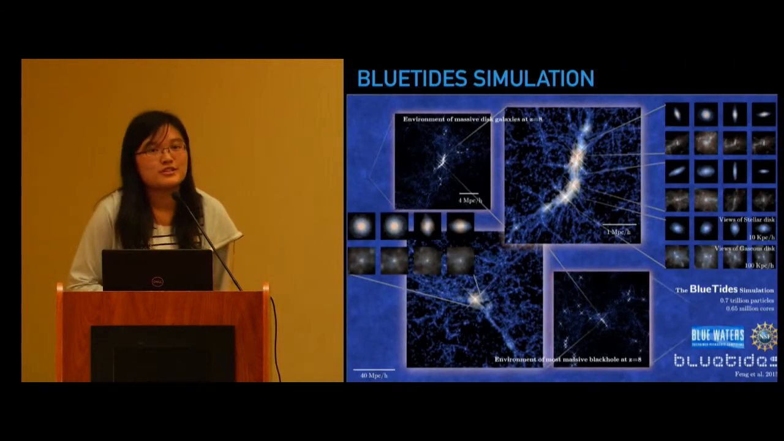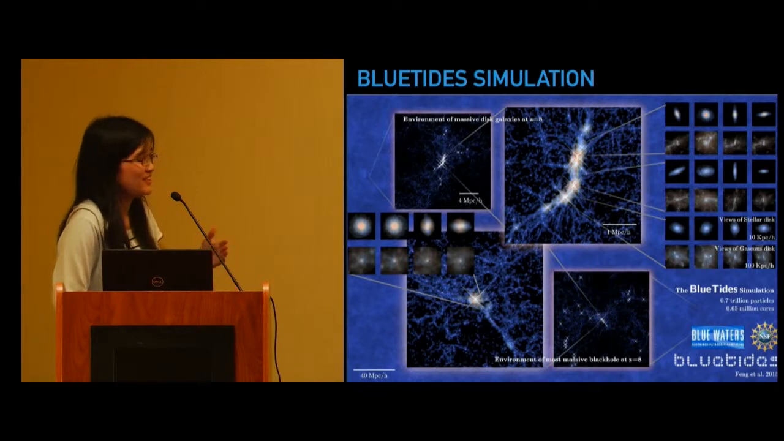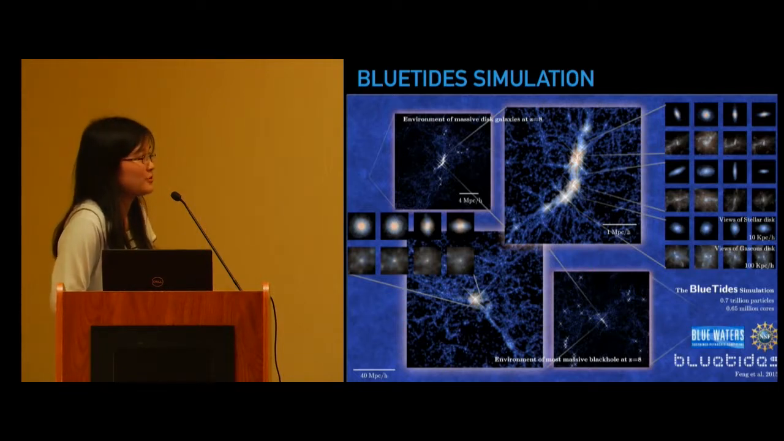BlueTides is such a simulation. The uniqueness of BlueTides is that it covers a large volume of the universe, so that we are able to hunt for those really rare objects. On the other side, BlueTides is also capable of maintaining a relatively high resolution, so that we can resolve those faint galaxies that are marginally detectable by current and future observations. So we can develop a large ensemble of objects, a full spectrum of the objects that we are going to see in current and future observations, and we can study them on a statistical basis.